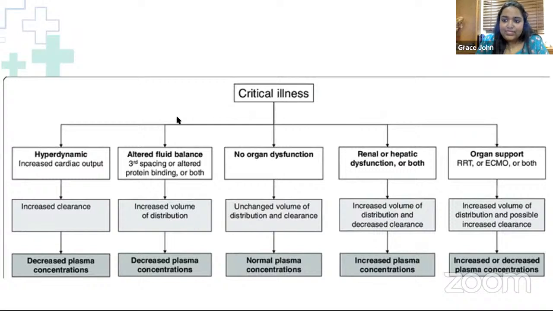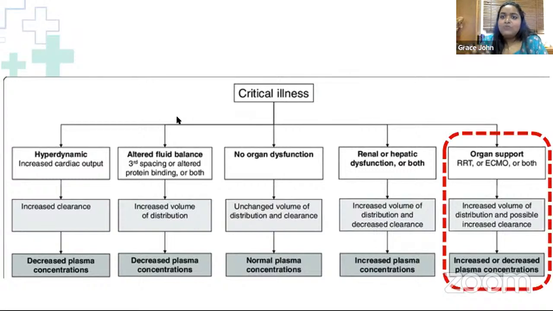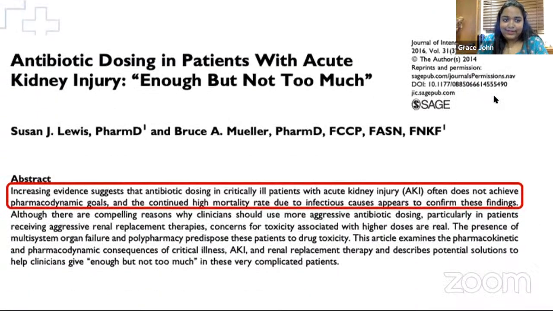And when it comes to organ support, like using ECMO or renal replacement therapy, you know that there is increased volume of distribution and increased clearance. So there can be a very big imbalance when it comes to plasma concentration of the drugs. This is the reason why we need to know how to dose our drugs rightly.